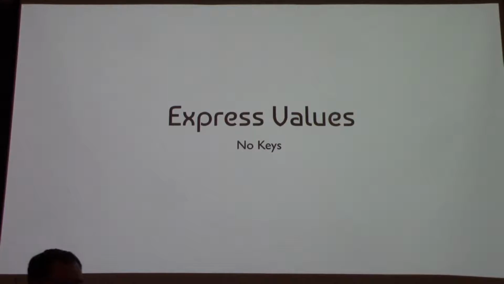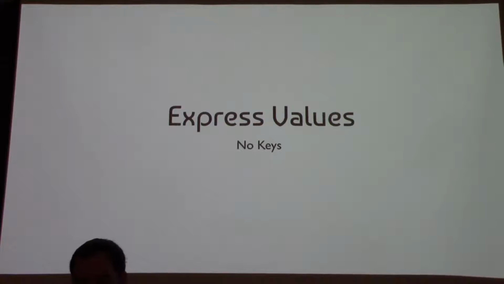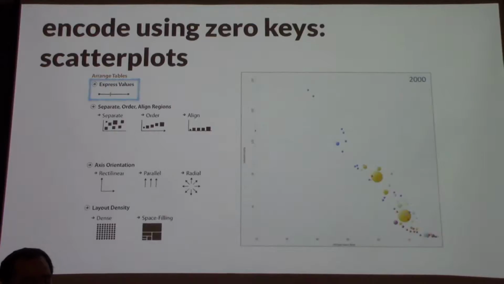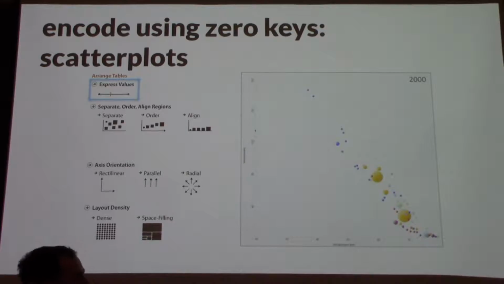Okay, so back to this fundamental classification. The first type of how you could lay out a table is by simply expressing the values and not using keys at all. The example here is scatter plots, and we've seen this a lot. Here we have life expectancy versus infant mortality, and you can see that there's a linear relationship. But this is a very simple chart, and of course in this case it only works for 2 dimensions, and they show their variation. We don't have to partition space based on a key, we simply plot the data.